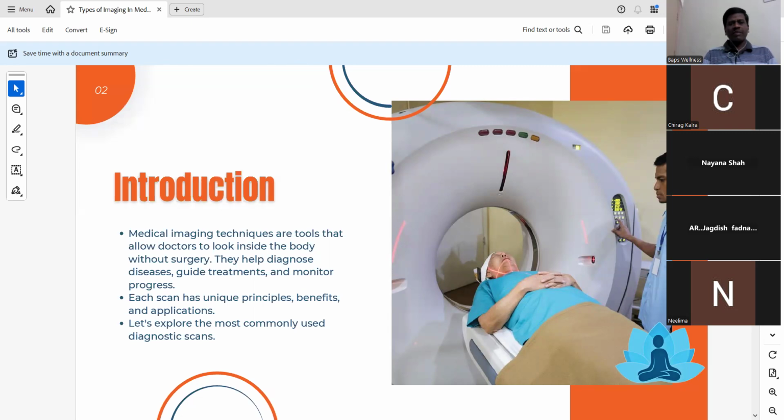So the medical imaging techniques, especially in modern medicine. Without this, almost nowadays, no treatment is being taken. Even if the fever lasts for more than 3 days, then the patients are asked to go for either a blood test or the scan reports, depending upon the conditions.